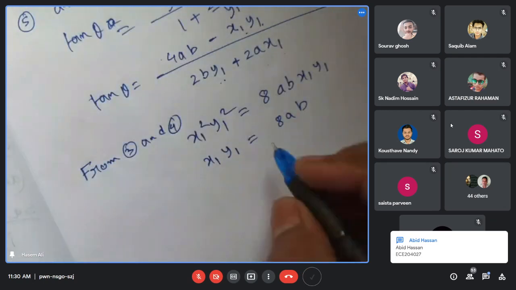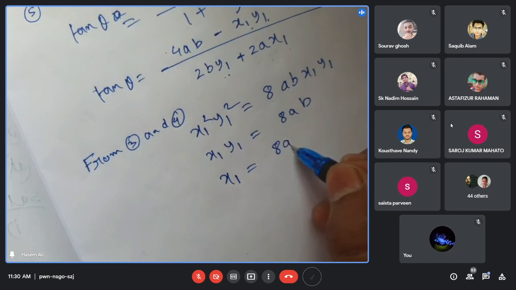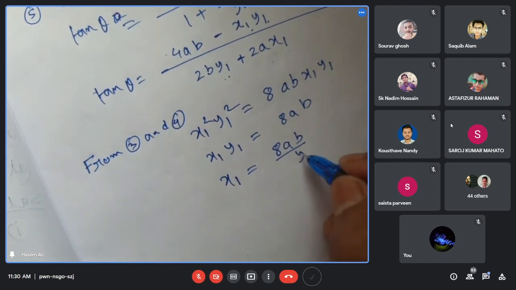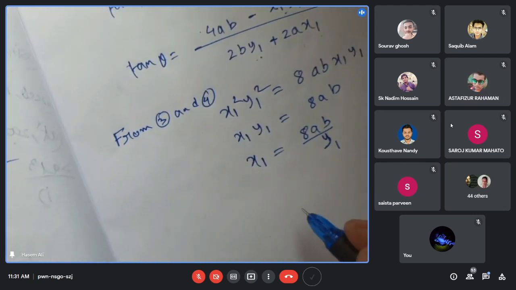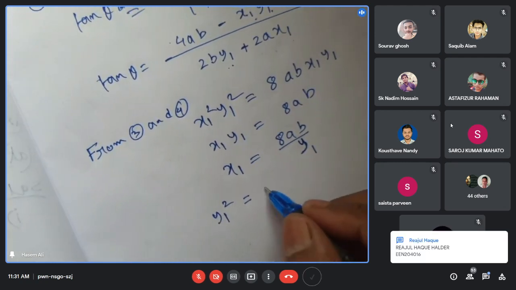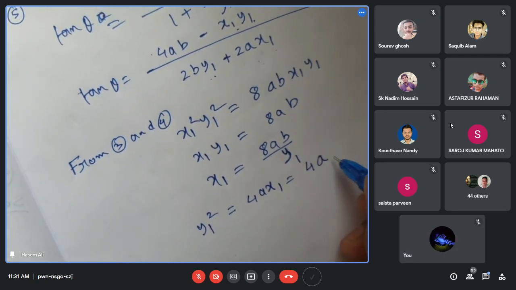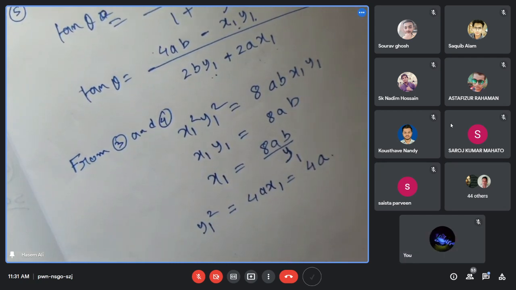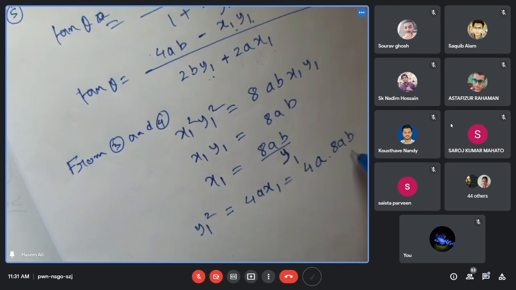Okay. So what is x1 here? Here x1 equals 8ab by y1. Now put this value in equation 3. Therefore, y1 square equals 4a x1. That means 4a x1 is 8ab by y1.